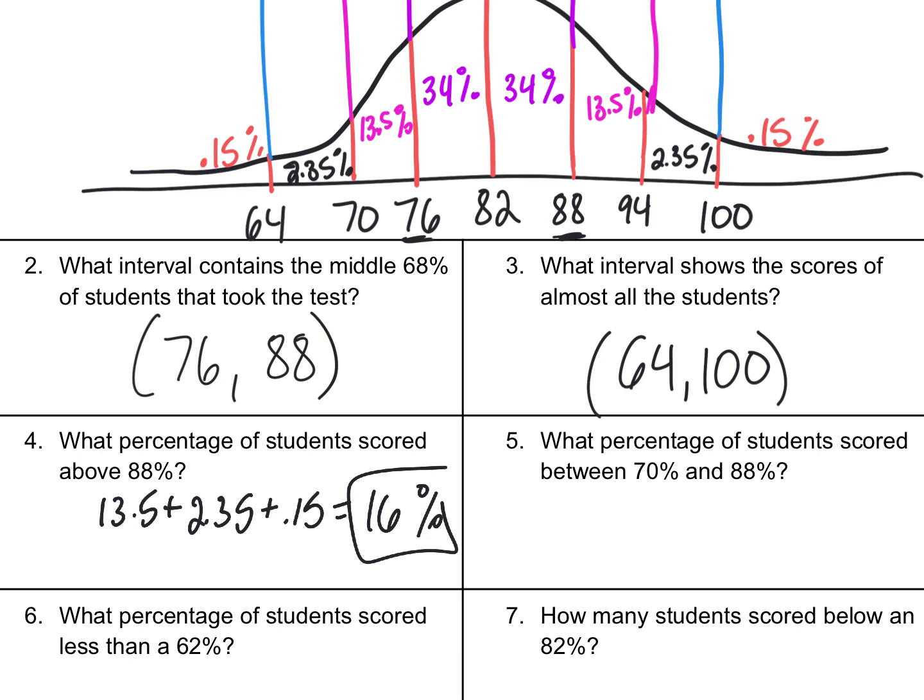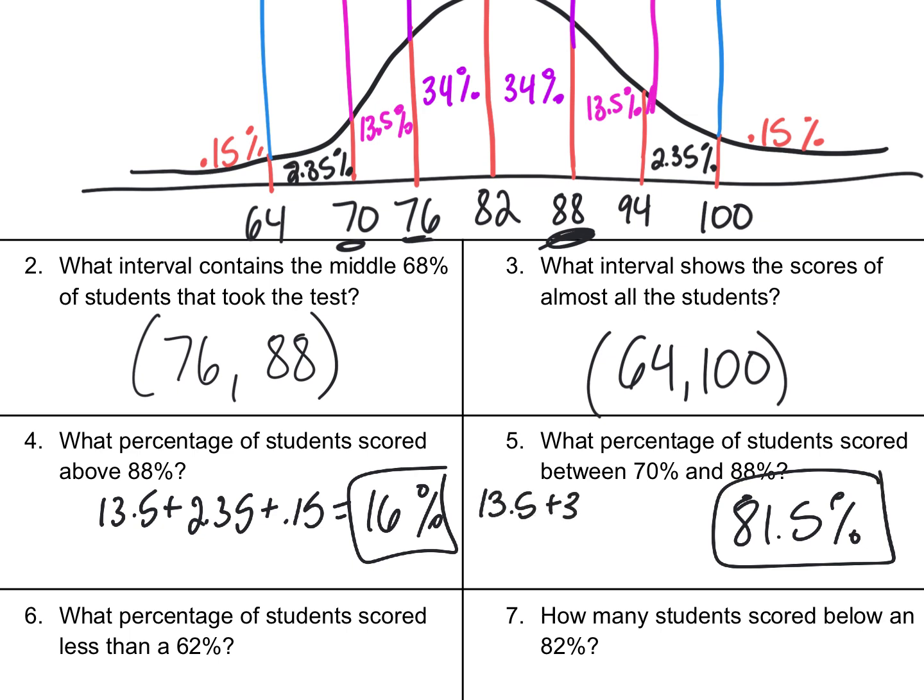Okay, what percentage of students scored between 70 and 88? I got 81.5. Good. How we did that was just looking between 70 and 88, adding up all of those percentages. So 13.5 plus 34 plus 34 should have added to 81.5. Okay, we feel good about that?